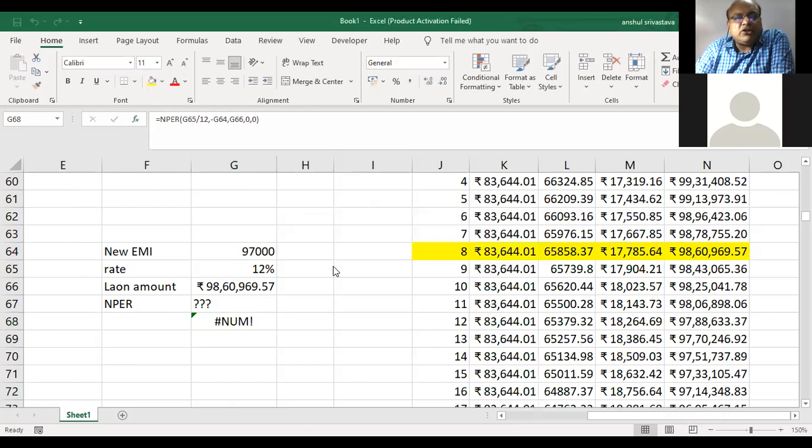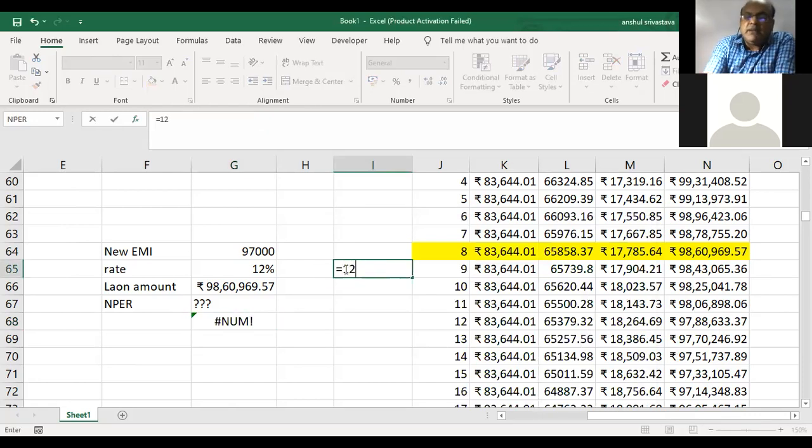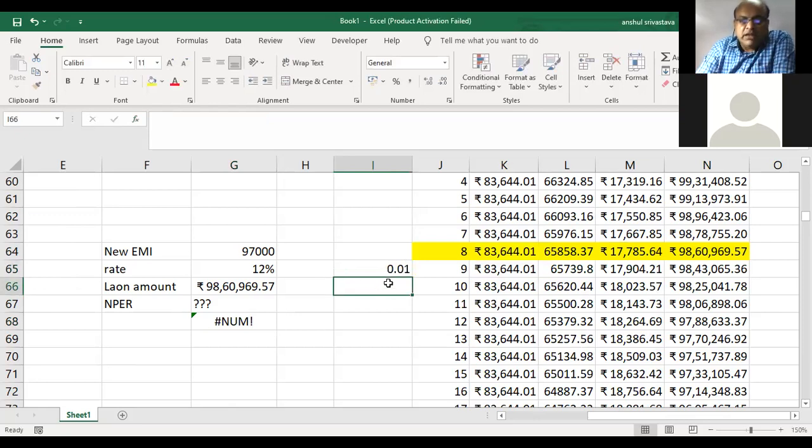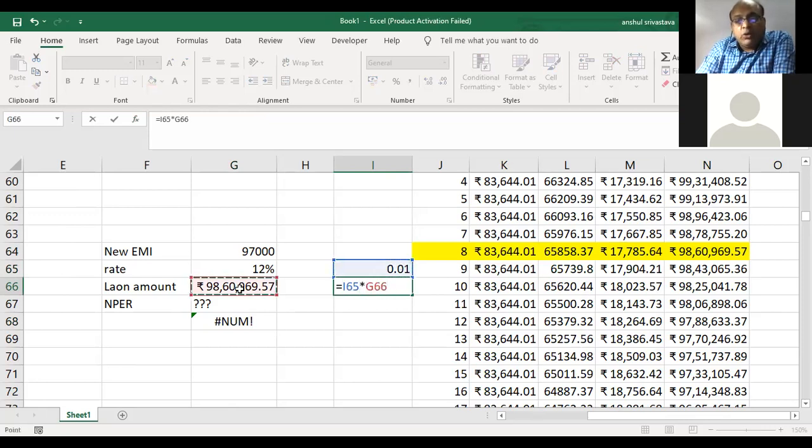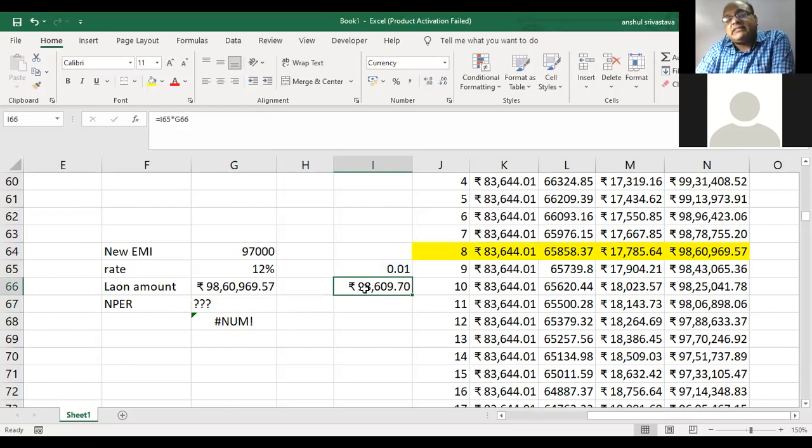What is the monthly rate for 12%? The monthly rate for 12% is 1%, no? And 1% of the principal of 98 lakh would be 98,000, no? Only the interest portion would be 98,609 and this guy is paying only 97,000. This 97,000 EMI is not even covering the interest.